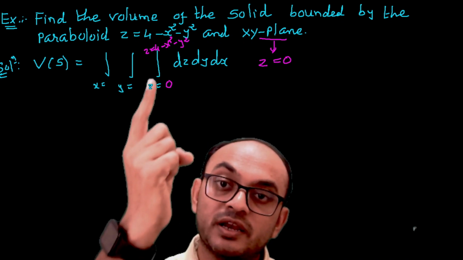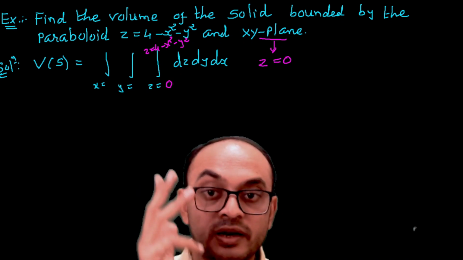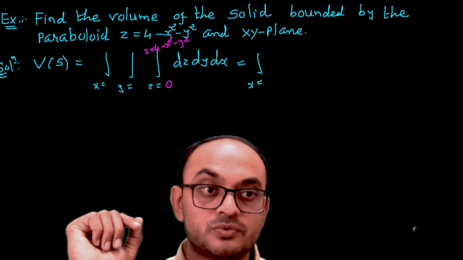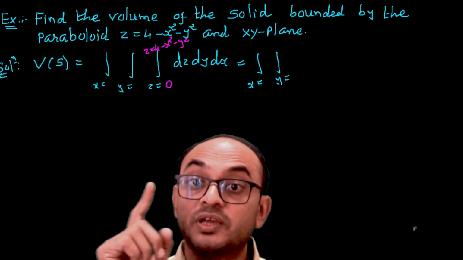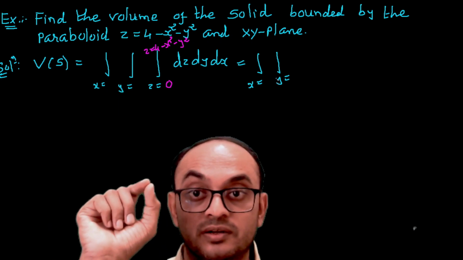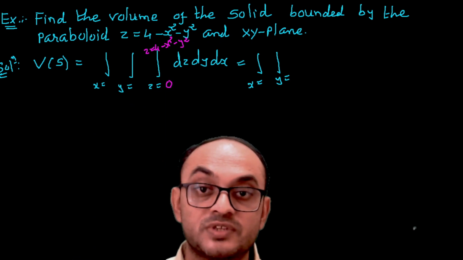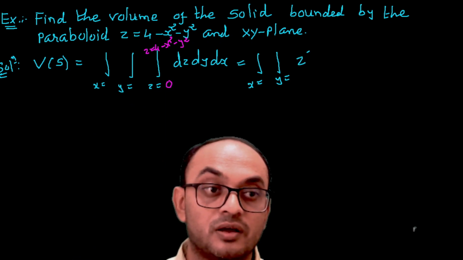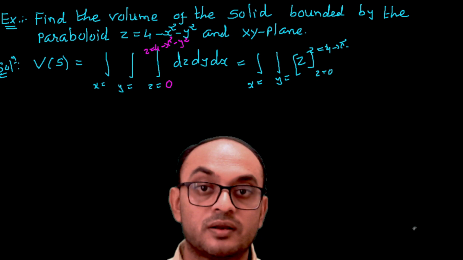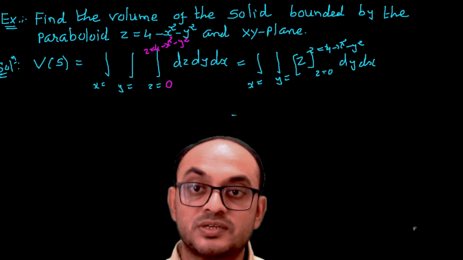I am starting the evaluation of this example. Let us see what is happening. So this is equal to integration x is equal to, integration y is equal to. Keep in mind, intentionally I am not writing the limits of x and y because I want to explain something. What is the integration with respect to z? It is z. What is the limit? The limit is z equal to 0 and z equal to 4 minus x square minus y square, dy dx.